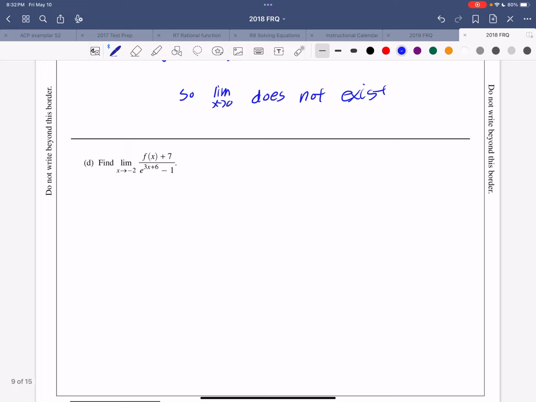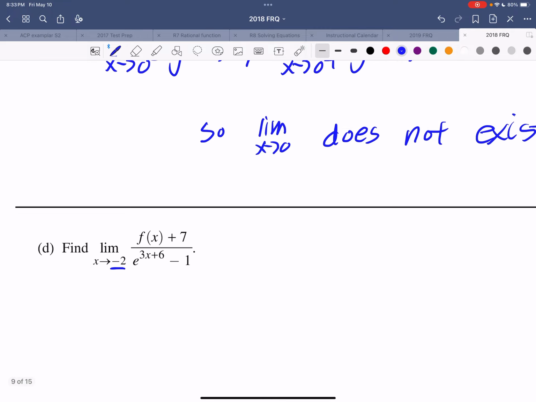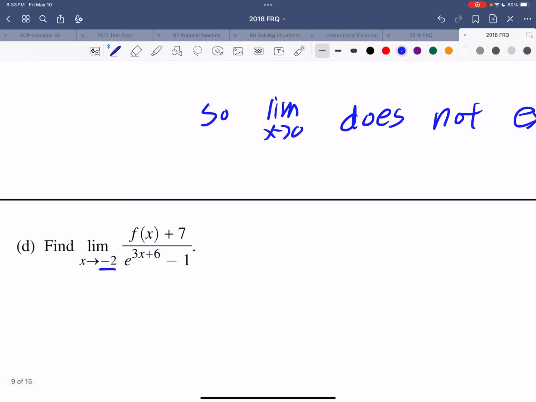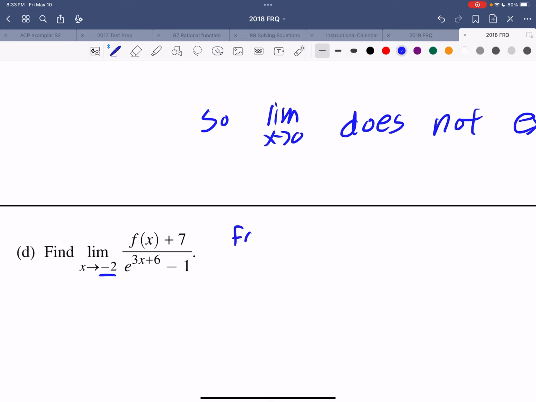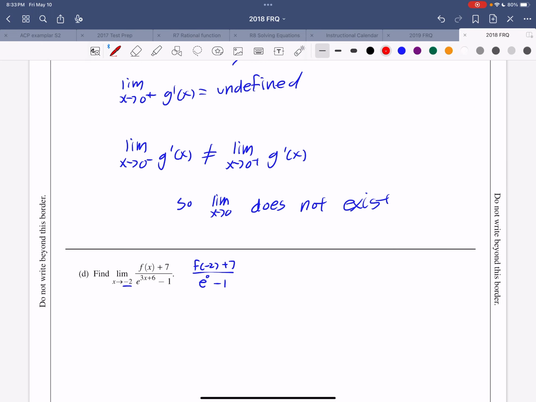Now we got this one here. Oh, it's simple. Now the question is saying find the derivative when x goes to negative 2, right? So it's going to be very simple. Let's see, first of all, what happens if we plug in negative 2. So what I'm trying to do is f of negative 2 plus 7, e to the 3 times negative 2 is negative 6, plus 6 is what? 0, minus 1, right?